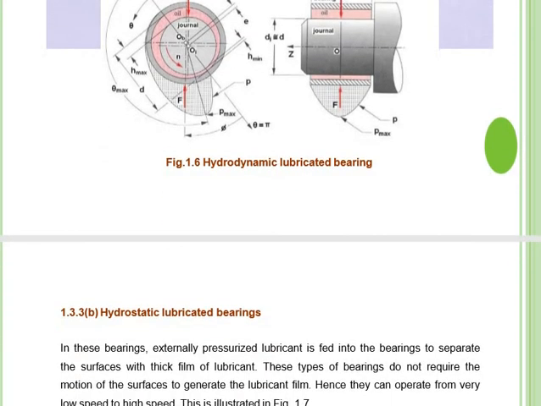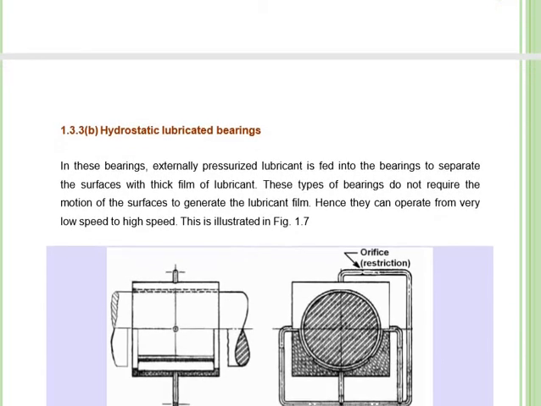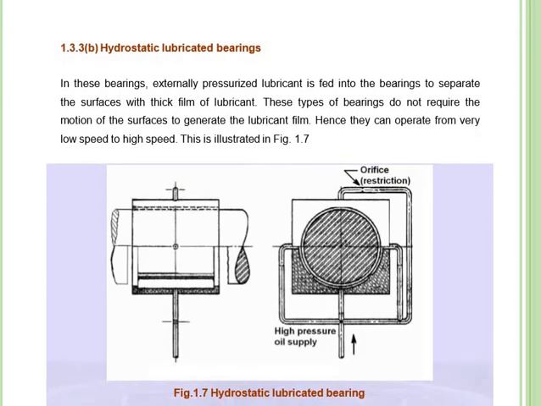So now we will see the hydrostatic lubrication bearing. In hydrostatic lubrication bearings, one orifice will be there, the lubricant will enter and come out, and the bearing is going to be lubricated. So this bearing is called a hydrostatic lubricated bearing.